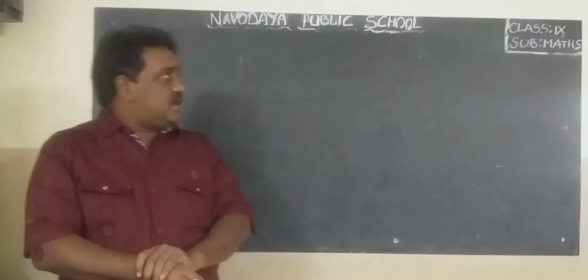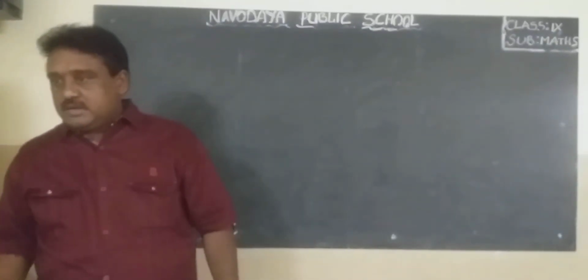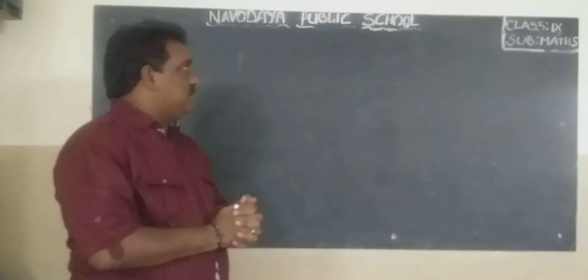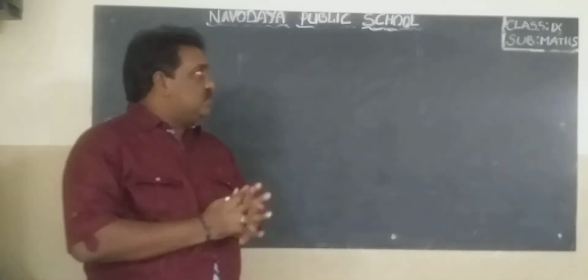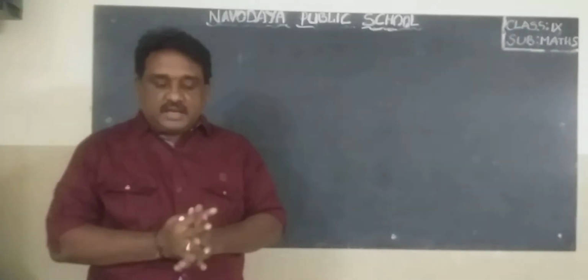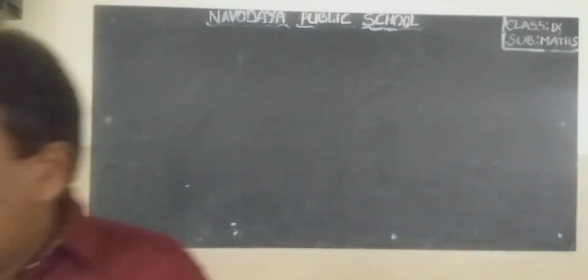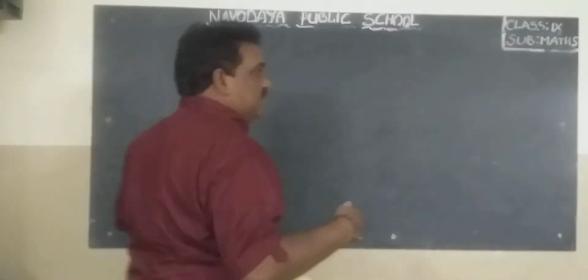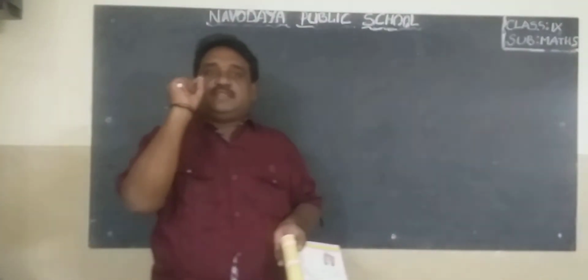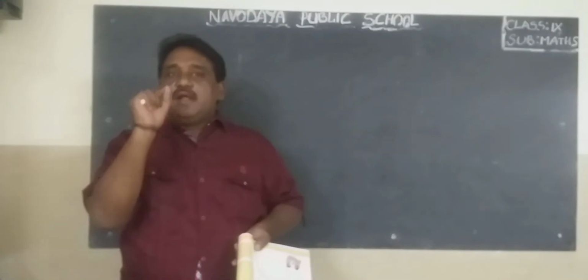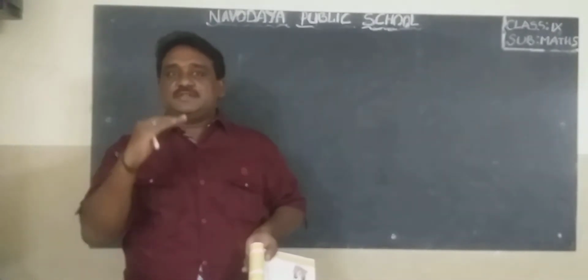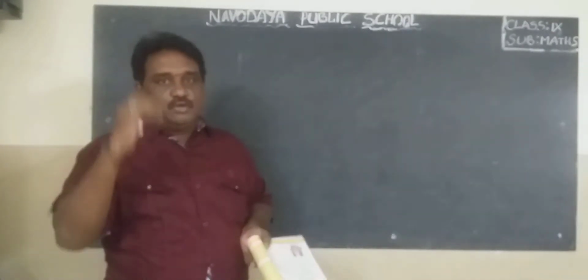Students, in the last class, chapter 10 surface areas and volumes was completed. Examples also completed. We did so many problems in surface areas and volumes. What is surface area, what is volume, everything completed. So practice that chapter very well and write CW also about chapter 10 surface areas and volumes.